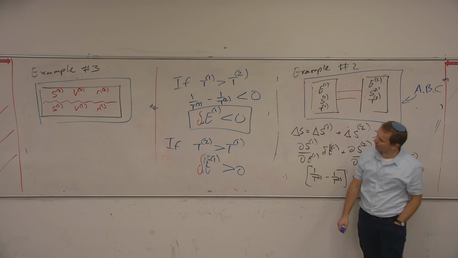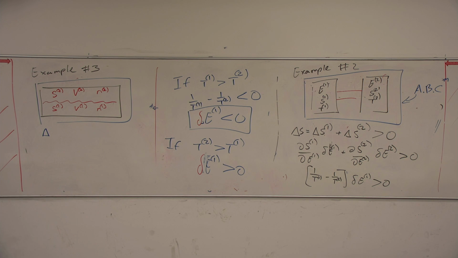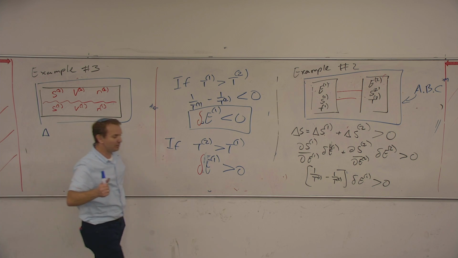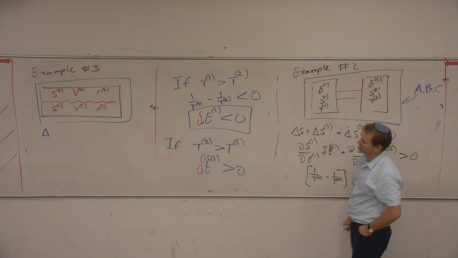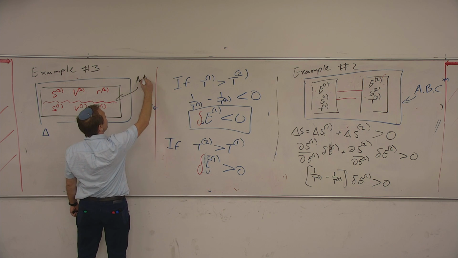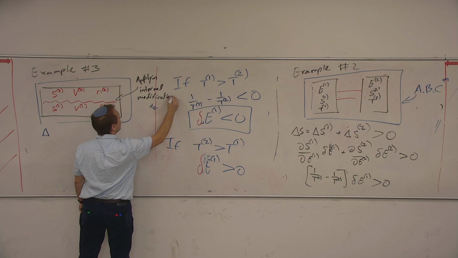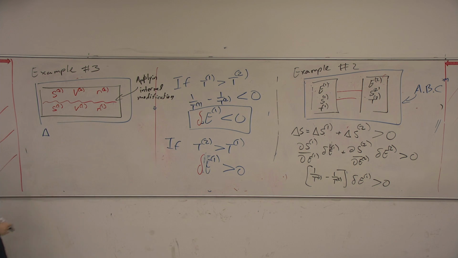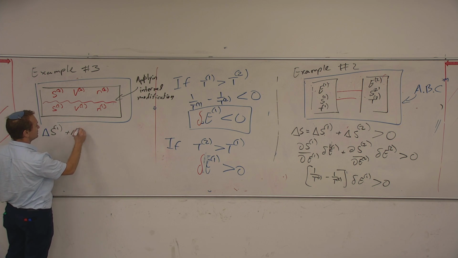Now, when I'm doing something to the system, in example number 1 I used the principle of maximal entropy. Here I'm using the principle of minimal energy. I'm applying an internal modification, and I want to use the minimal energy principle. So delta S1 plus delta S2 equals 0.